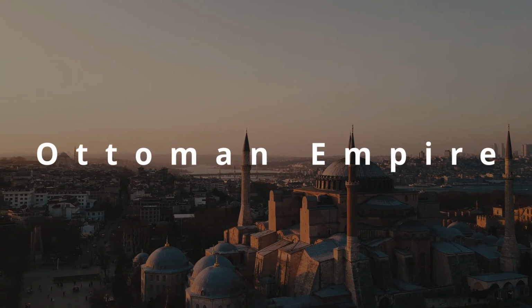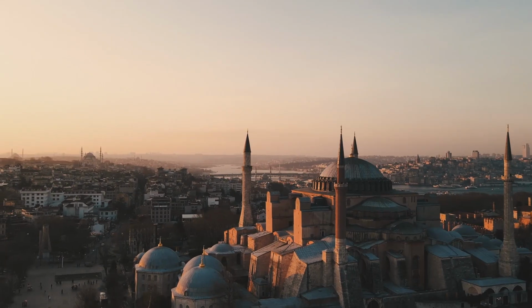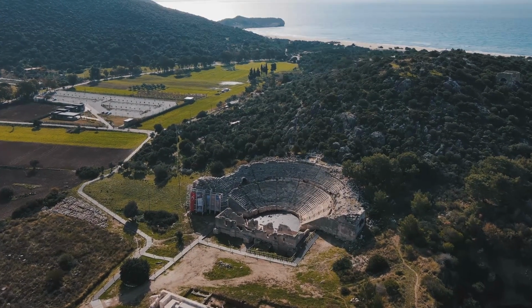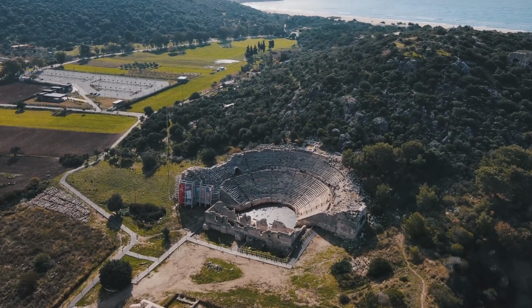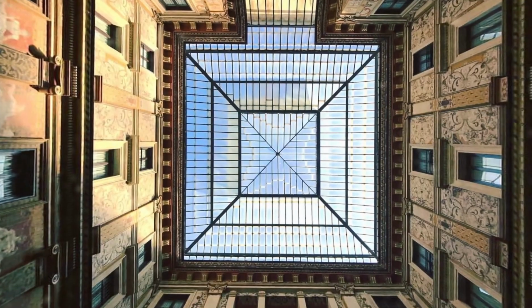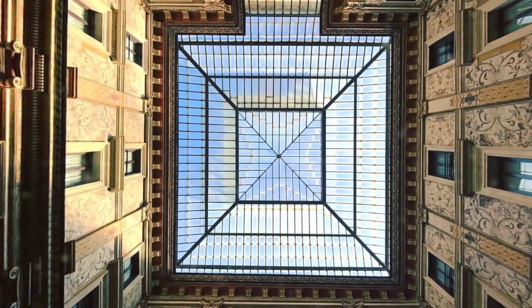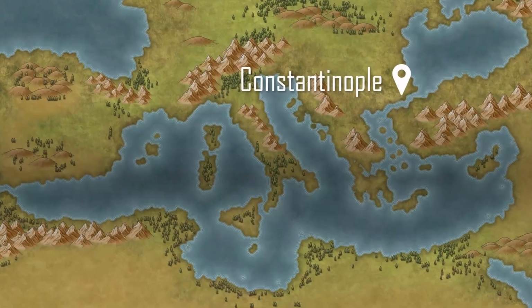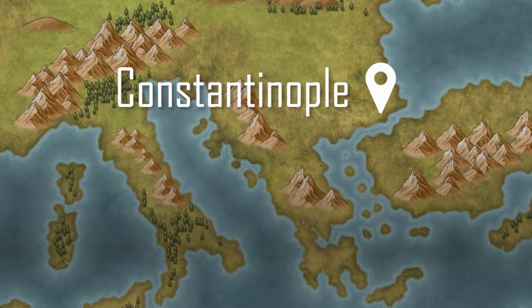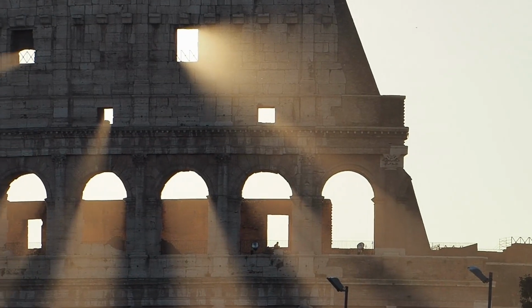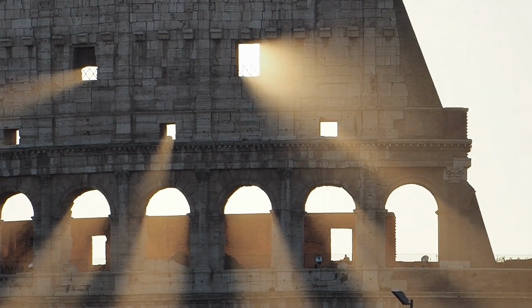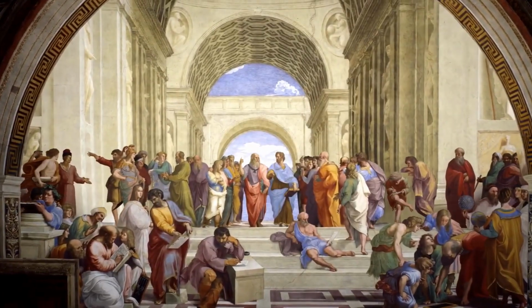The rise of the Ottoman Empire occurred within a complex historical context that set the stage for its ascendancy. The decline of several significant empires, coupled with shifting power dynamics in the region, created favorable conditions for the rise of the Ottomans. One of the key predecessors to the Ottoman Empire was the Byzantine Empire, which had its capital in Constantinople, present-day Istanbul. The Byzantine Empire was a successor to the Roman Empire in the Eastern Mediterranean and had a long and rich history.